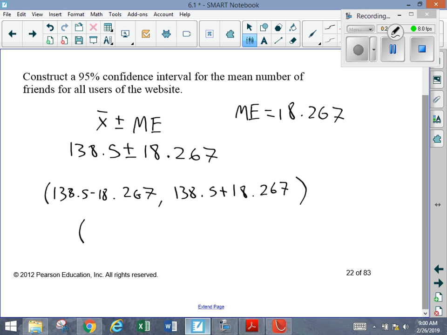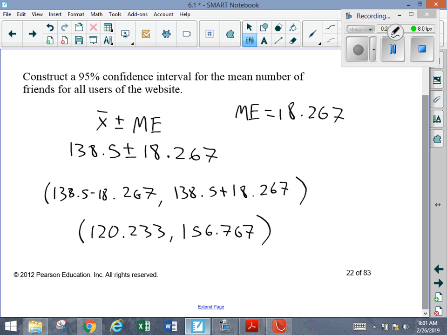So the lower bound of our interval is 120.233, and the upper bound is 156.676. So there you go. We constructed our first confidence interval.